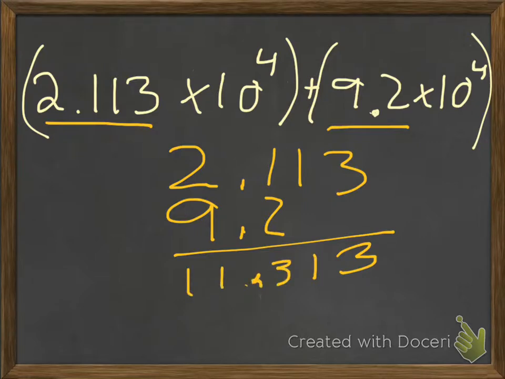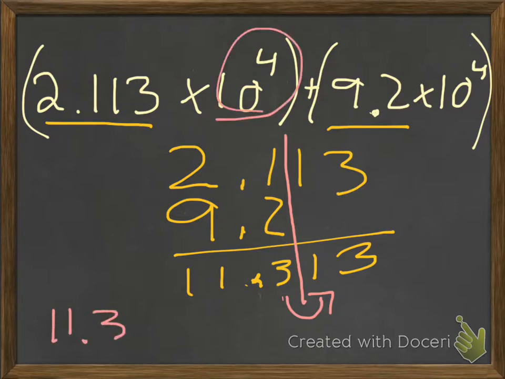11.313. And then the next thing we need to do is take a look and see which number has the fewest numbers past the decimal, and that would be 9.2. So we draw our line down, and so here we have 11.3, and you look at the neighboring number, it's a 1, so we would actually just leave it as 11.3. And since both of these up here have a times 10 to the 4th, the answer would be times 10 to the power of 4. So we wouldn't change that.